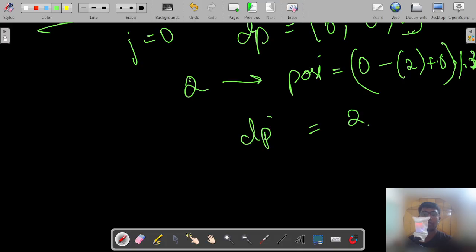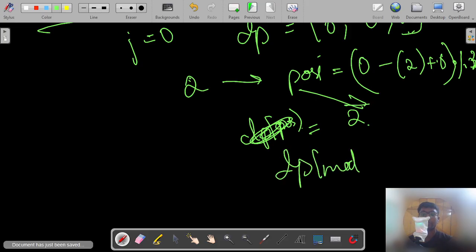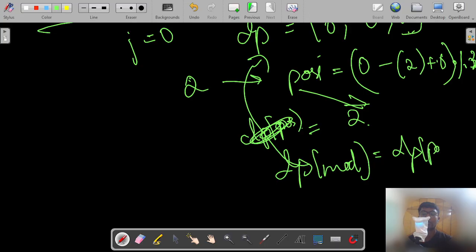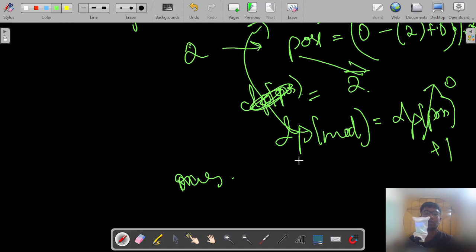So dp of position 2, the position value is 2. So the dp of mod that we are looking to add to the dp array will be dp of position, which initially will be assigned with 0, plus 1. So this is the new value. And at each point we calculate the result with max. So that's another thing. And this is the first item in the nums.